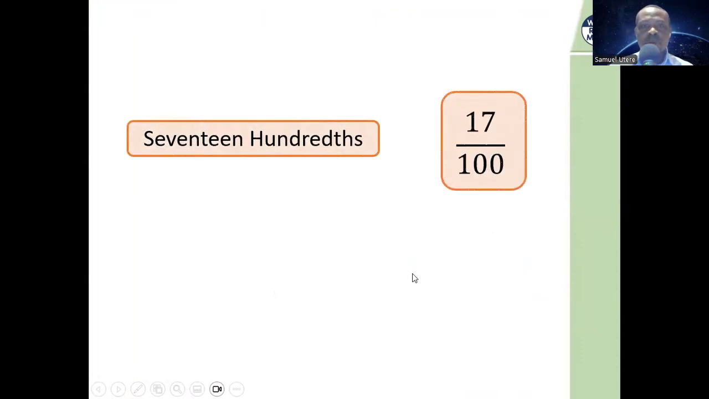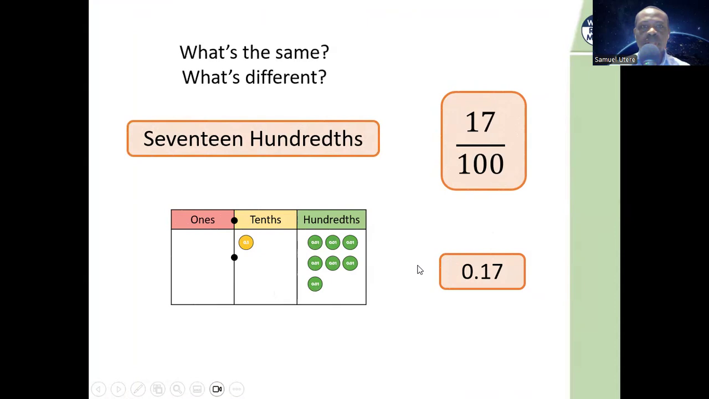What about these? What difference do you notice and what's the same? Well, we notice that they all refer to the same value. They're all 17 hundredths. But what's different is they're represented in different forms. So, if we think about it, 17 hundredths is the same thing here as in words. So this is represented as a fraction. This is represented as a decimal. This is represented in a place value chart. And this is represented in words.